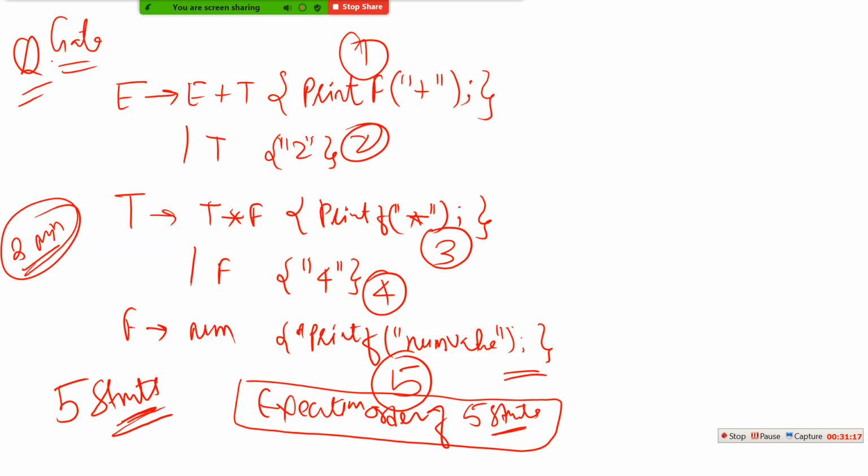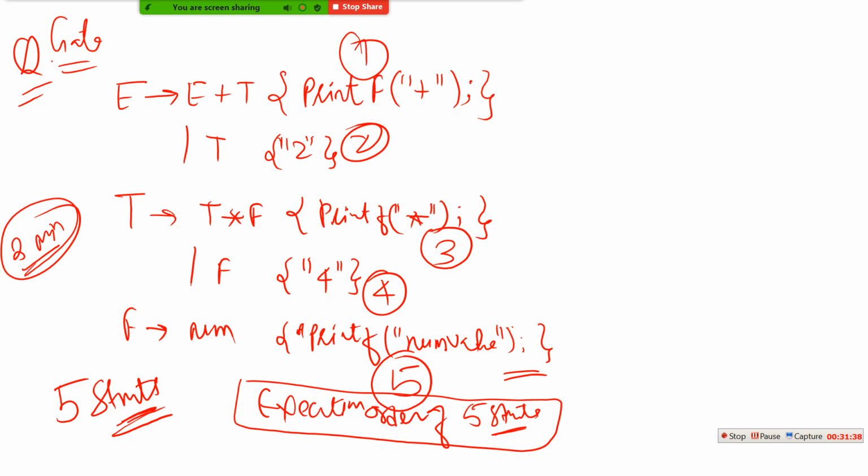Okay guys, just focus here. After this we will take a question. Okay, focus here now. Let me tell you something more about this semantic tree, and after that we will take a problem.